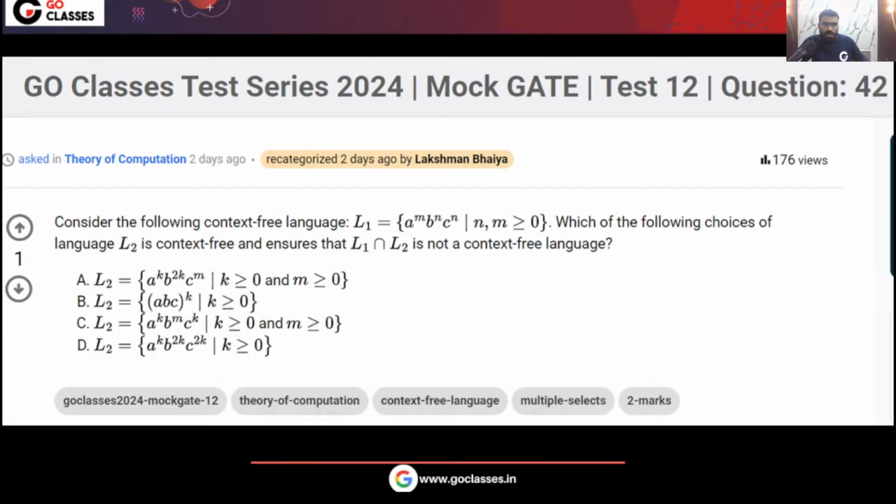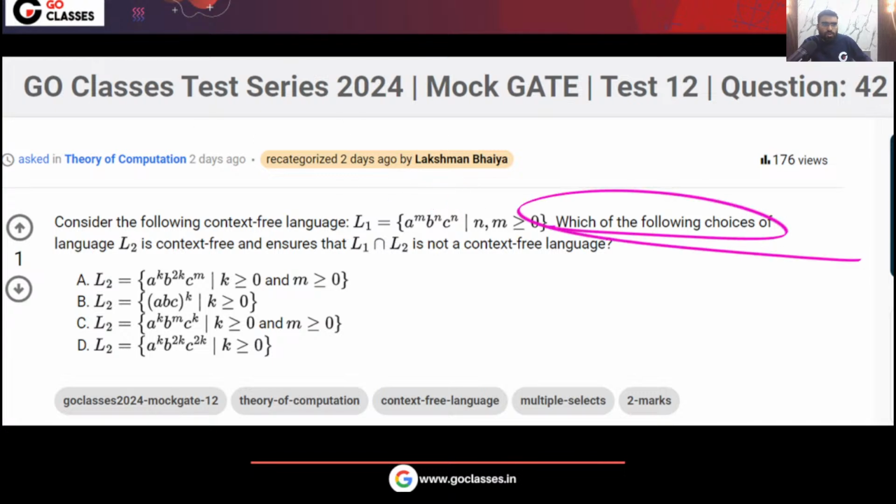Let's solve this question. This is a simple question from theory of computation. Consider the given context-free language. This context-free language L1 is given to you: a power m, b power n, c power n. Basically any number of a followed by b power n, c power n, meaning the number of b must be the same as the number of c.